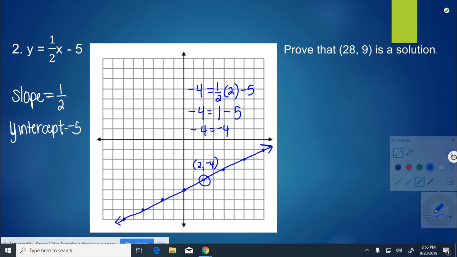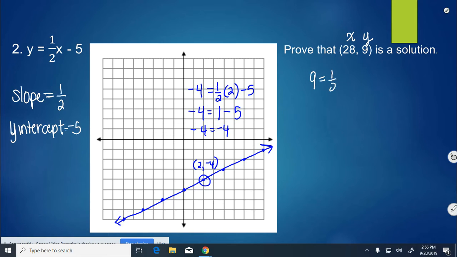Now, we want to prove that this other point is also on the line and a solution to the equation. So again, the 28 would be the x and the 9 would be the y. So we have 9 equals 1/2 of 28 minus 5. So 9 equals half of 28, which is 14, minus 5. So 9 equals 9, proving that that point would also be on this line if our coordinate plane was much larger.